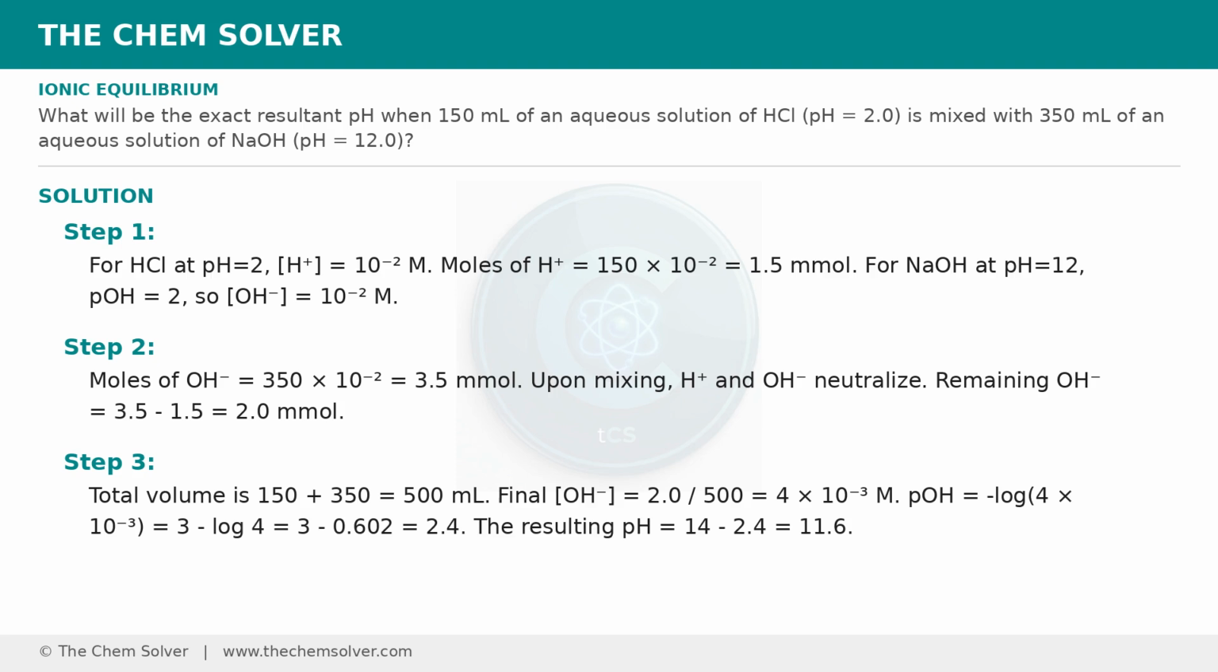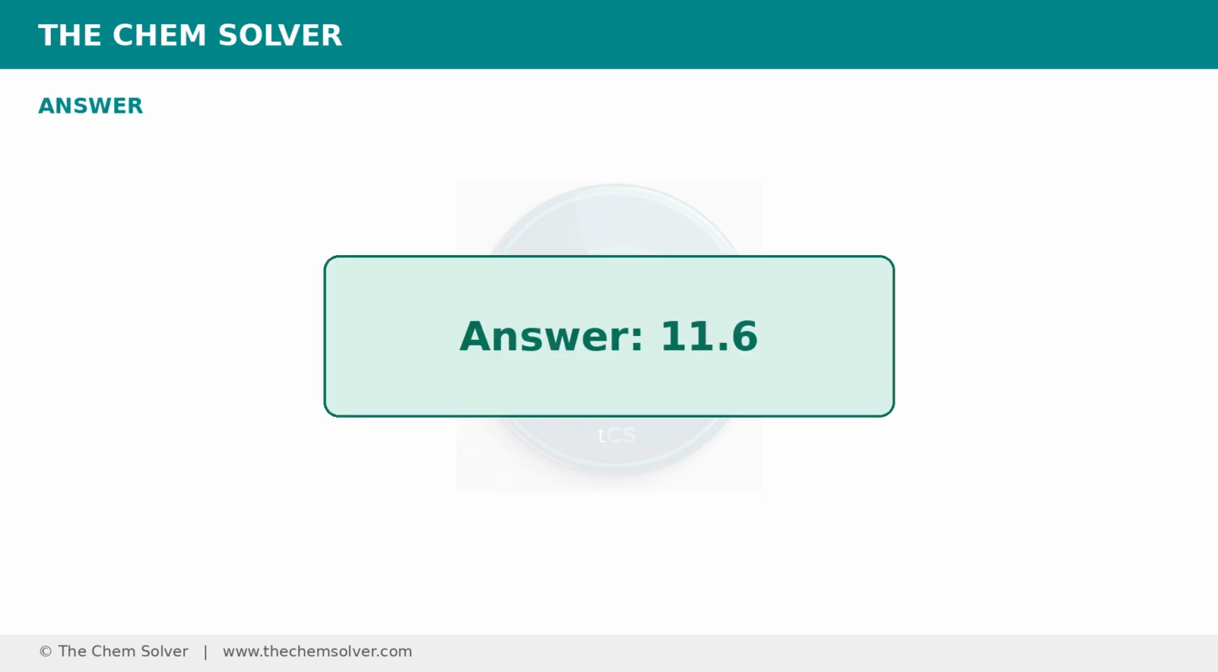pOH equals −log(4 × 10⁻³) equals 3 − log 4 equals 3 − 0.602 equals 2.4. The resulting pH equals 14 − 2.4 equals 11.6. The answer is 11.6.